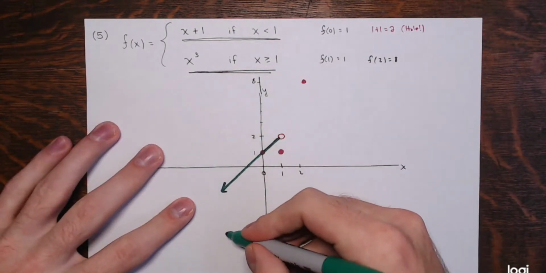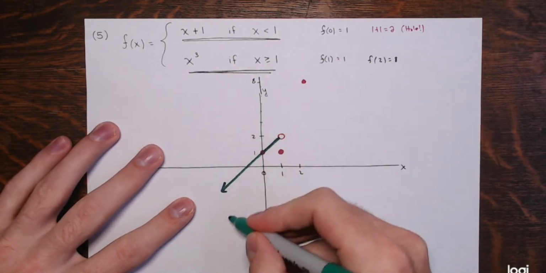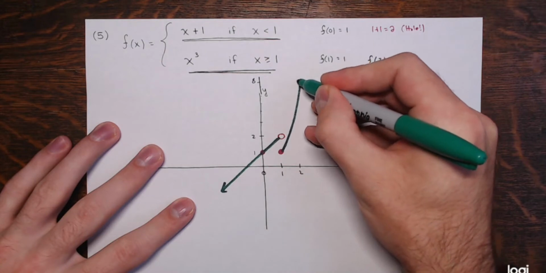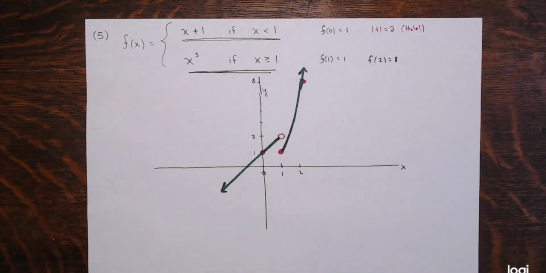Remember, the cubic function looks like this. But I don't have this first part of it. It's starting here at the point 1, 1 and then shooting up very quickly. And there's the graph, a very, very rough sketch of the graph of that piecewise defined function.